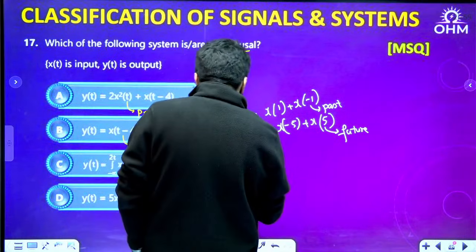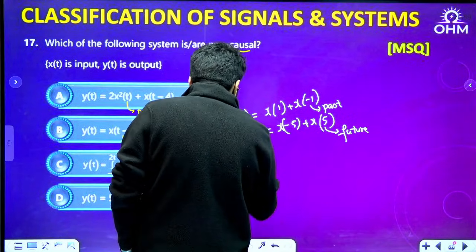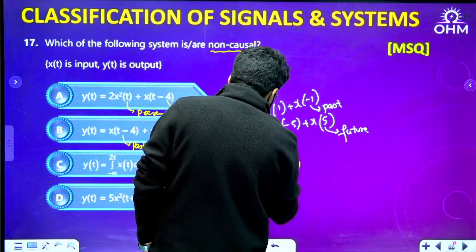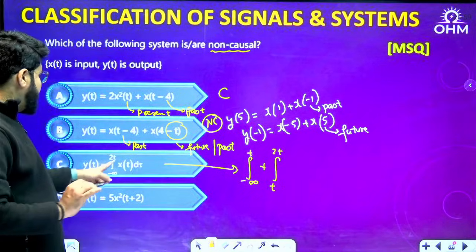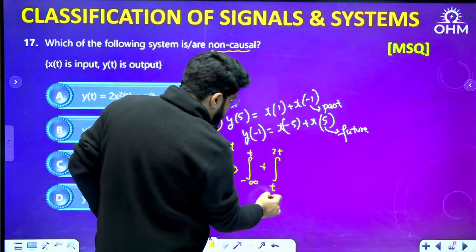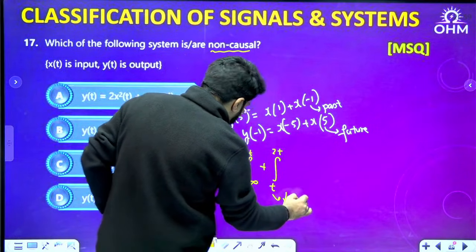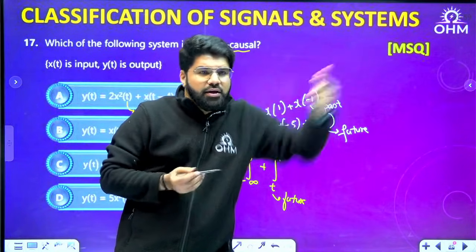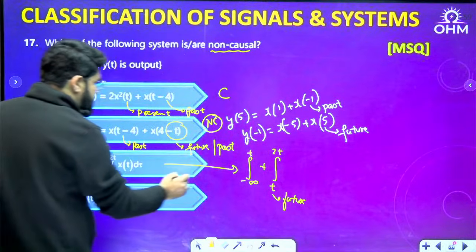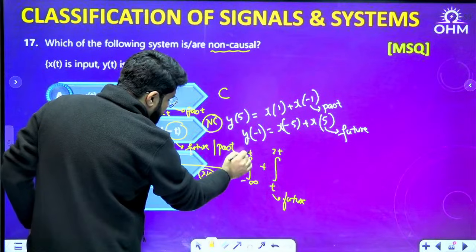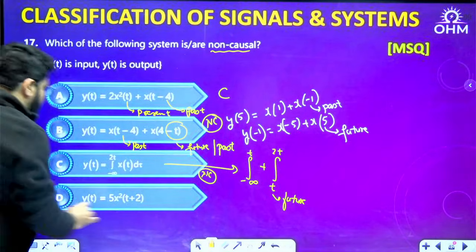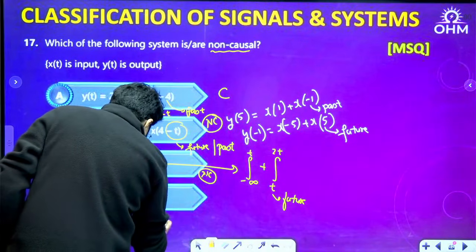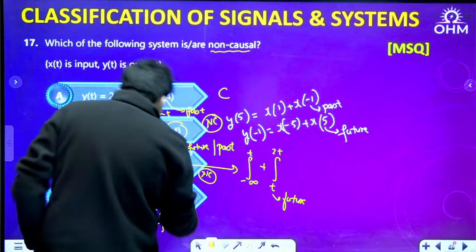Next, integral, a simple one. Output is the integral of the input, but from what to what? Integral from minus infinity to 2t. Let me break this integral like this: integral from minus infinity to t plus integral from t to 2t. You are integrating the input from t to 2t, which means future, because output is calculated at t and input values are required from t to 2t. Anything more than t is future. Because future is required, this is non-causal. This part is up to present and past, but this is future. This is t plus 2, directly future. Output is required at t and you are going to the future.